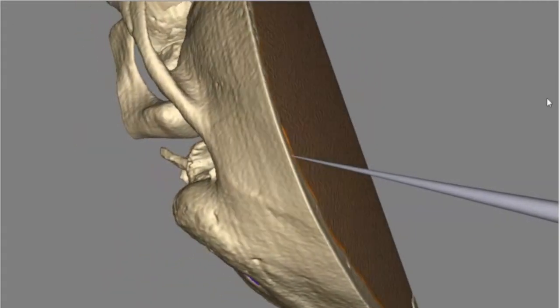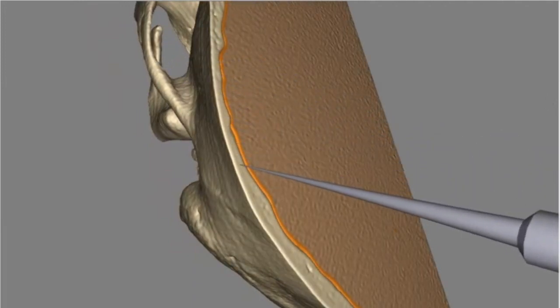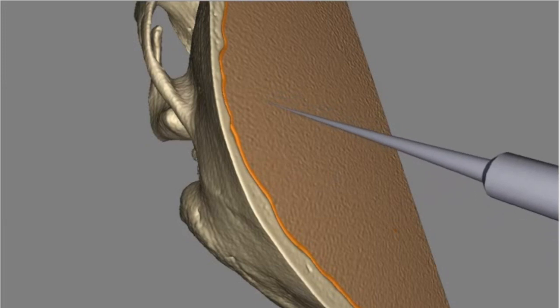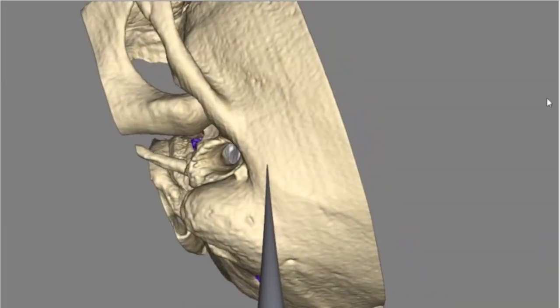Now onto the superior aspect, and notice how thin the squamous portion of temporal bone is, and of course the brain rendered here, specifically the temporal lobe which sits just above the ear.